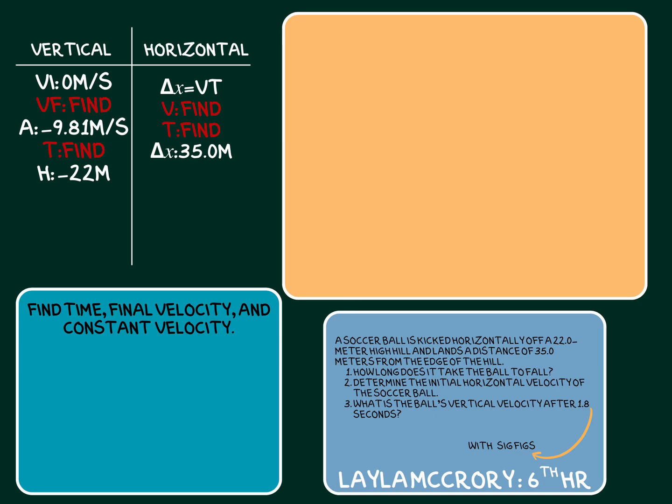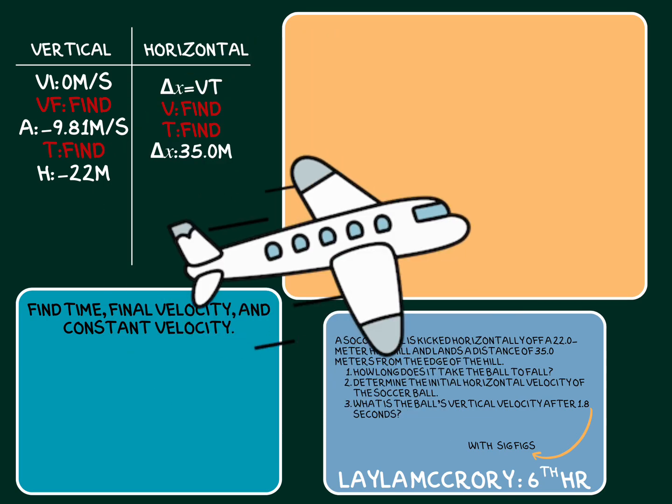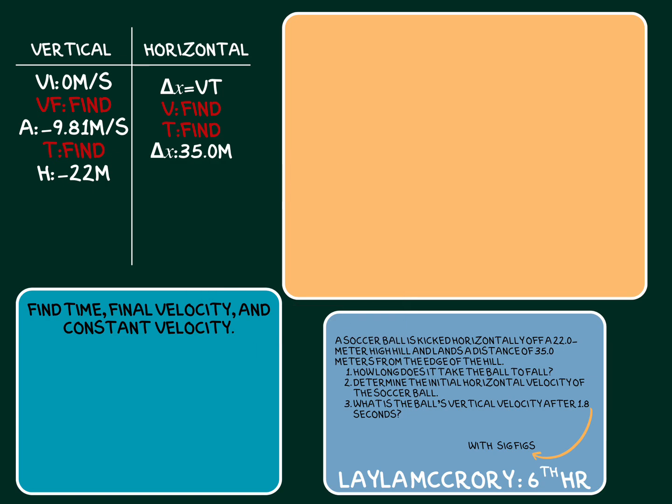We are going to list our givens in the table over on the left. We know that vertical is the height of an object and horizontal is how far the object moved left or right. We're solving for final velocity, time, constant velocity, and impact velocity.